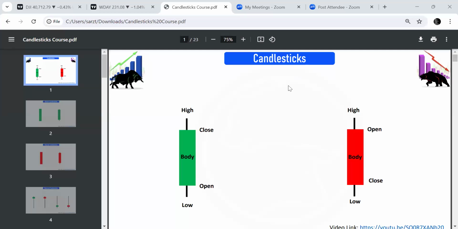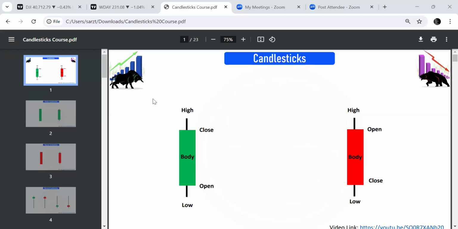Today we are going to discuss candlestick patterns. These candlestick patterns come under technical analysis. First of all, we need to understand what the use of technical analysis is.